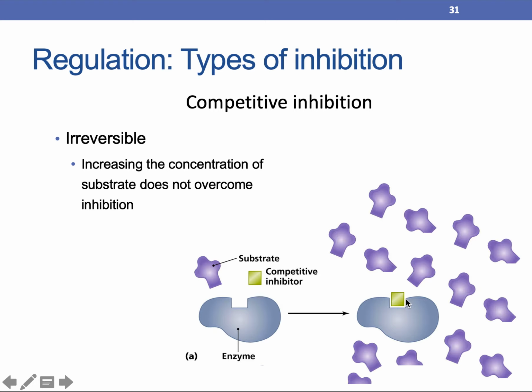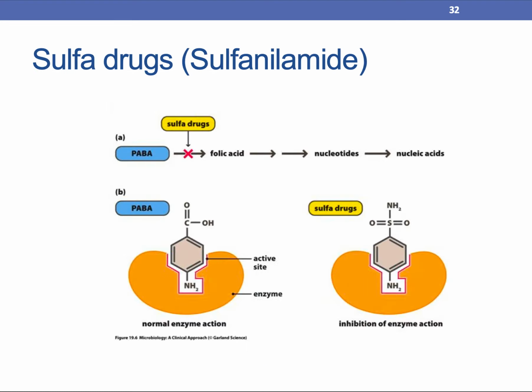Now, for the irreversible, even if we should increase the concentration of the substrates, the inhibitor is not overcome, and therefore it can continue, and thus continue to inhibit the reaction from proceeding. There are important practical uses of this phenomenon.